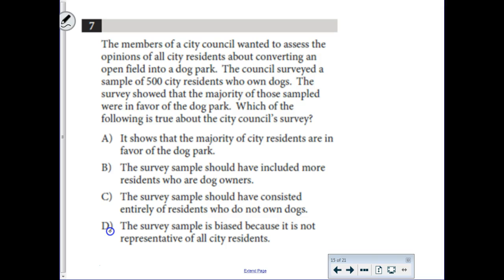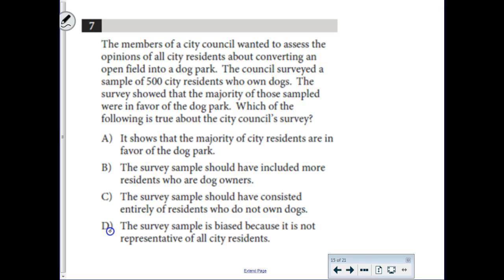All right, number 7. The member of City Council wants to assess the opinion of all residents. Oh, I hate these questions. Okay, take a deep breath. Of all residents about converting an open field into a dog park. Okay, I already know what the issue is going to be on this one. Keep reading. I'm sure you'll find it fast. The council surveyed a sample of 500 city residents who own dogs. You see the problem already?